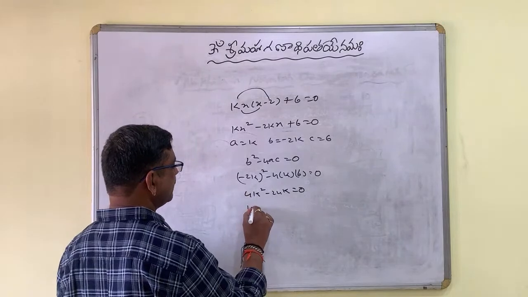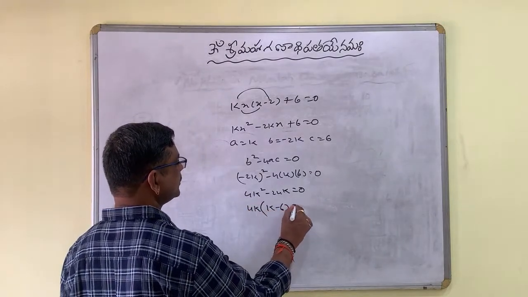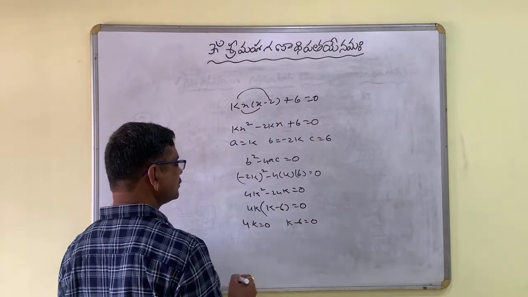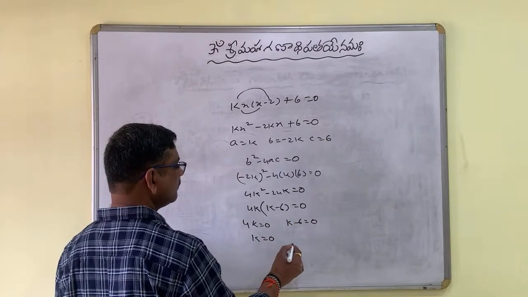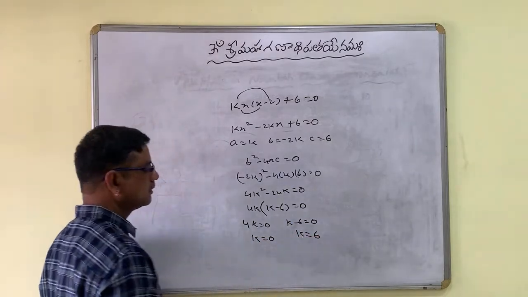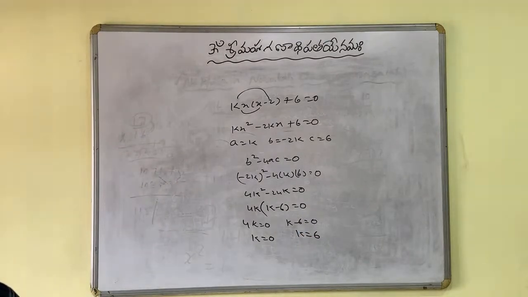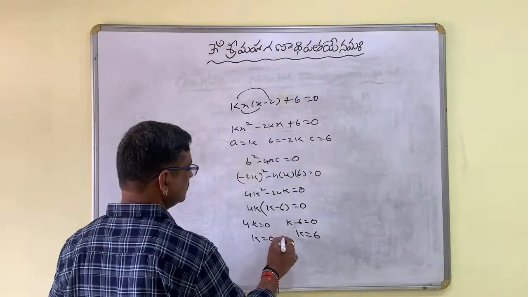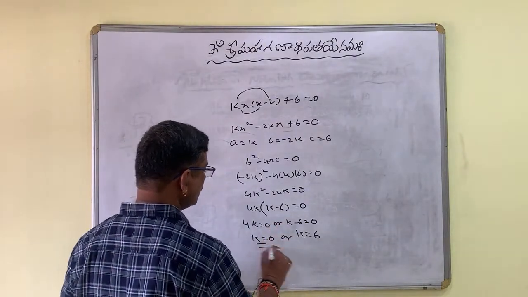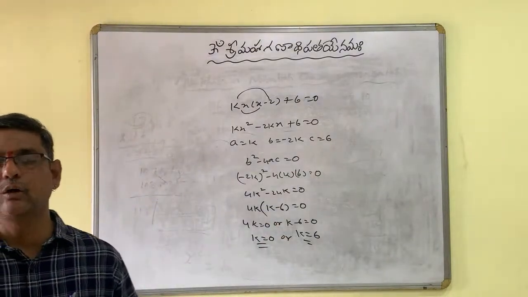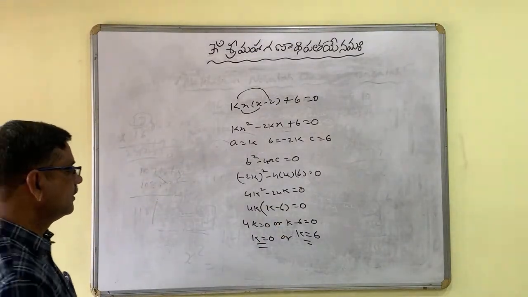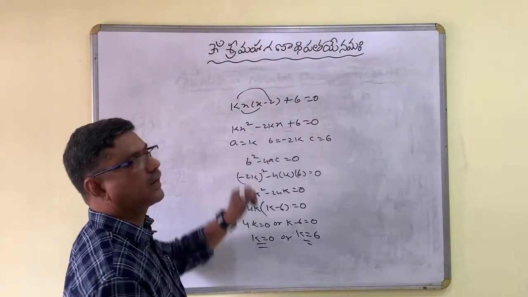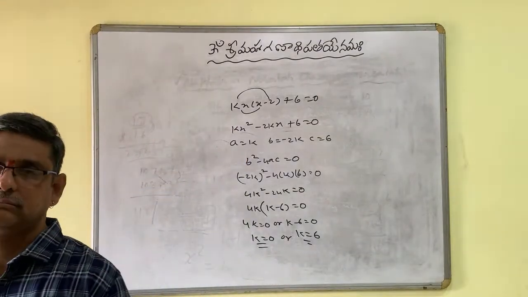We can take 4k common. 4k into k minus 6 is equal to 0. 4k is equal to 0 or k minus 6 is equal to 0. k is 0 or k is 6. You need to keep here 'or'. k is 0 or 6, which means only one of these two can be valid. Which is correct? If k is 0, 0 into x square is 0. This is not a quadratic equation, right?